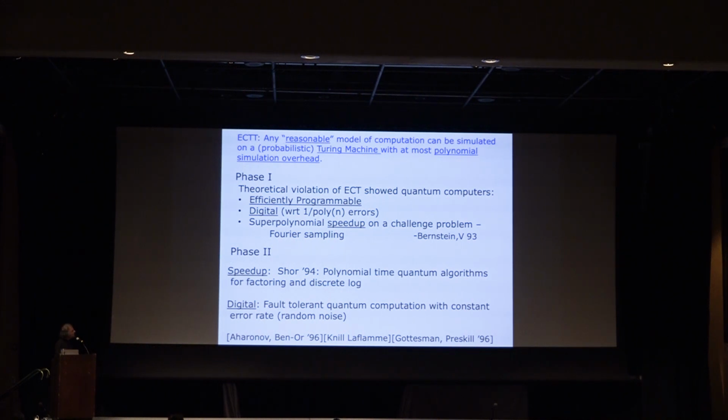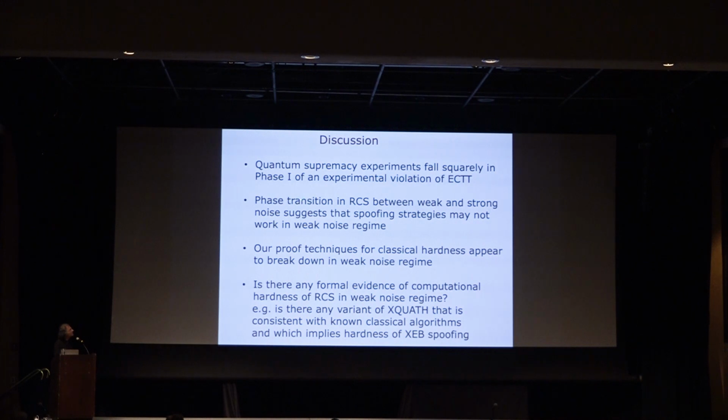In phase 2, the speedup became much more robust. It was Shor's algorithm for factoring and discrete log. And the digital nature became much more robust. So that was fault-tolerant quantum computation with constant noise error, which again showed that you could go much beyond that. So in this sense, you could say that these quantum supremacy experiments maybe fall squarely in phase 1 of an experimental violation of this extended Church-Turing thesis.